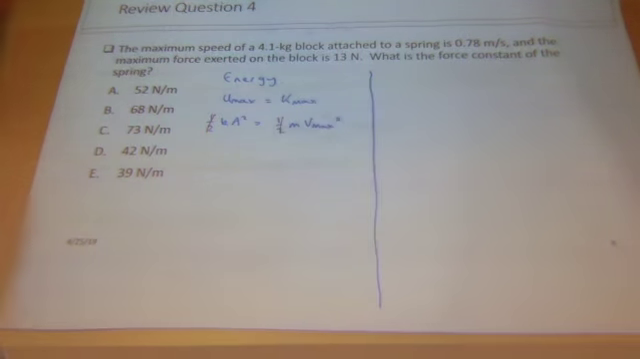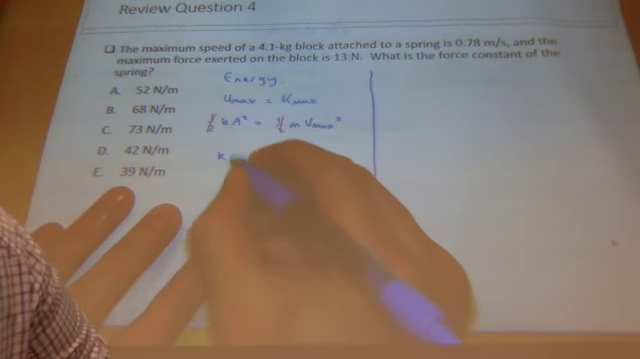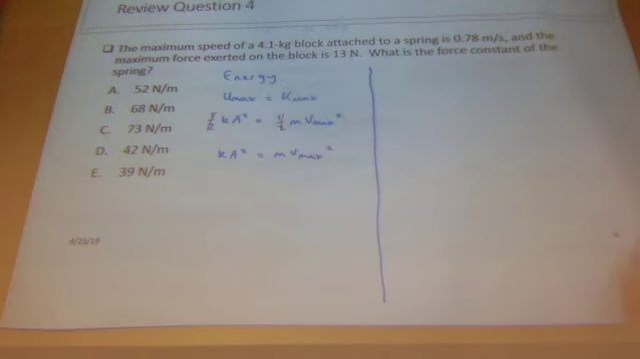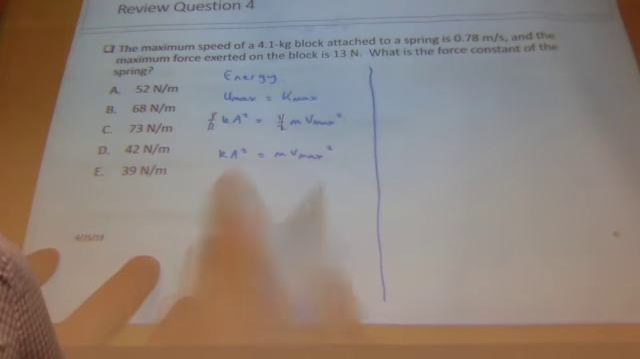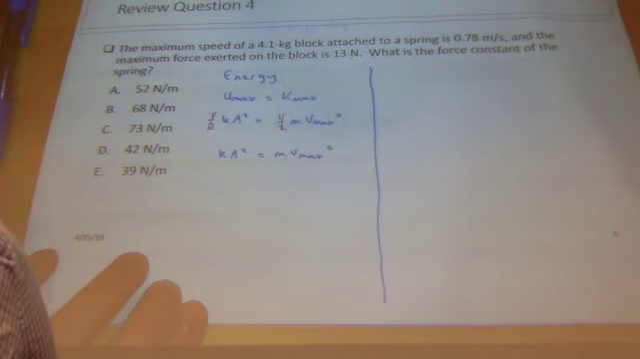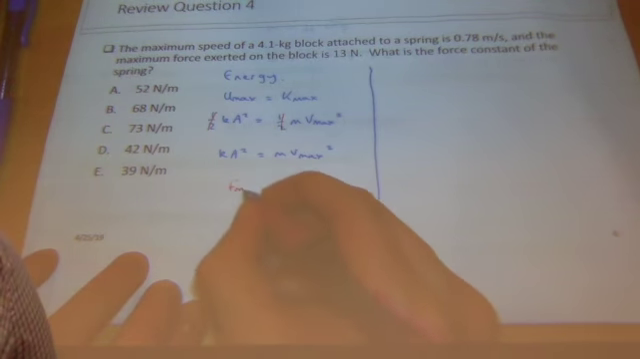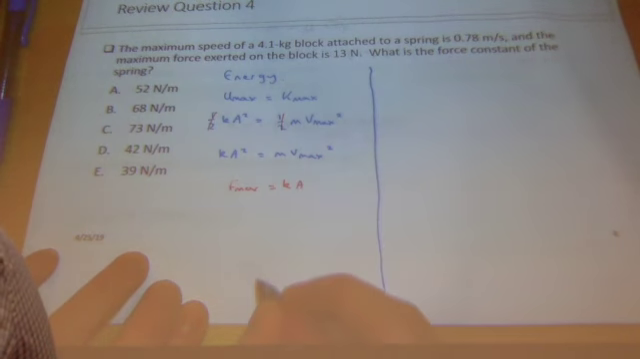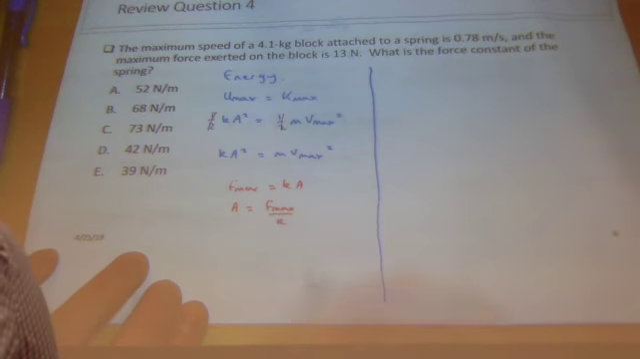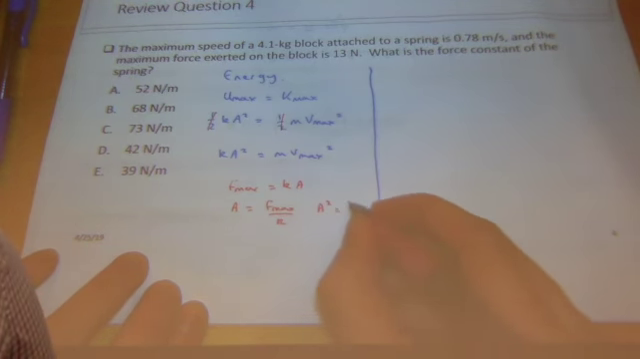So at least we can go ahead and get rid of those halves on both sides. So I'm left with Ka squared equals mVmax squared. This is similar to the long-winded way I did the second question, is linking A to Fmax. So I'll start doing that in a different color here. Fmax equals K times A. So that means that A equals Fmax over K, which means that A squared is equal to Fmax squared over K squared.